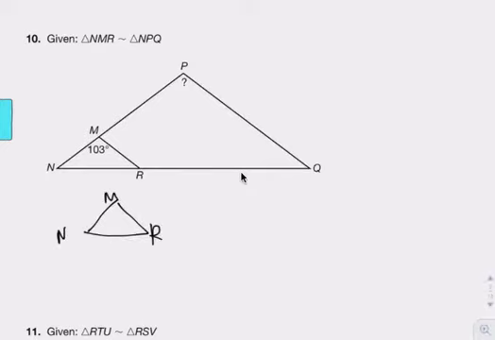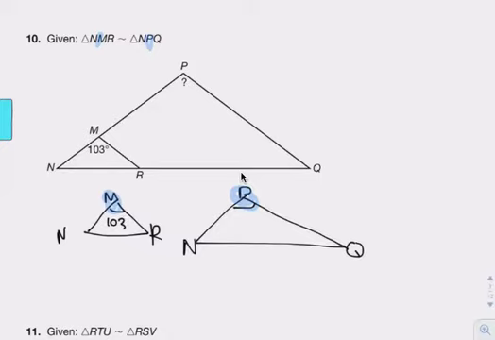Okay, best thing to do when you come to these problems, we got triangles. You get N, M, R, and this big one right here, N, P, Q. M, these correspond with each other right here. These are corresponding angles. Even in here you see it. M corresponds to P. You see that? So if M is 103, therefore this missing piece is also 103 as corresponding angles. So angle P is equal to 103 degrees.